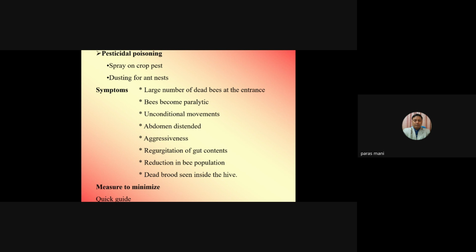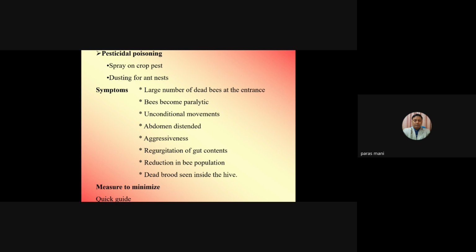Bees become paralytic. A few chemicals may not kill the bees completely. It may result in paralysis of the adult bees, with uncoordinated movements. These are all symptoms of bee poisoning. When the poison is ingested, after metabolism, different symptoms are seen in the adult bees. Uncoordinated movements means movement will not be in proper condition. Movement of limbs, that is the legs or antennae, will not be regular.